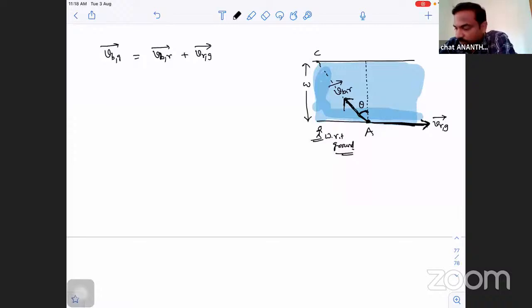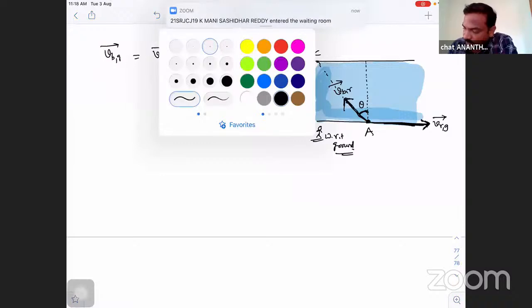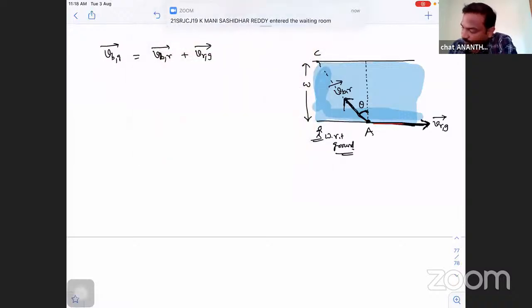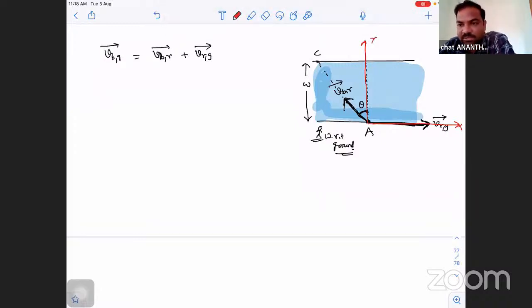Okay. So we have to find the resultant of VBR and VRG. But we are not going for the resultant formula, root of A square plus B square plus 2AB cos theta. We are not doing it that way. We want to do it in two dimensions. I'm taking this as the x-axis and this as the y-axis. Across the river is the y-axis, along the river is the x-axis.